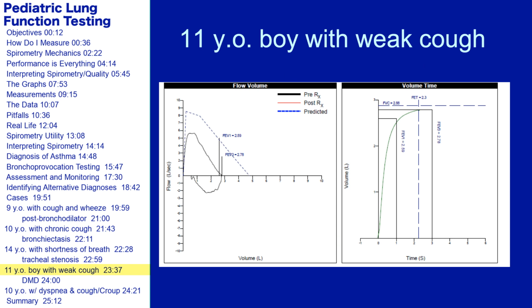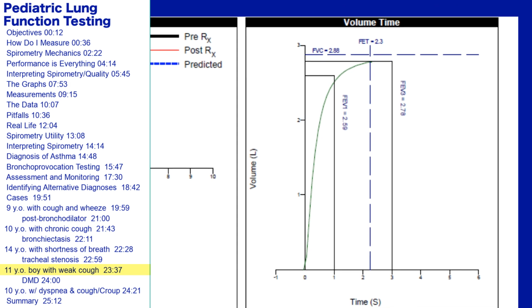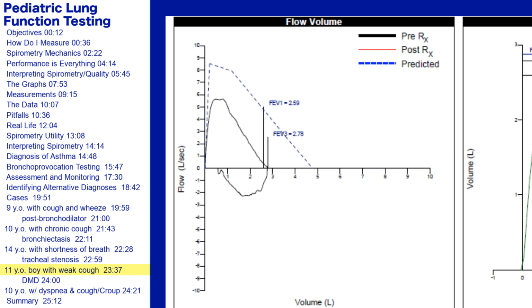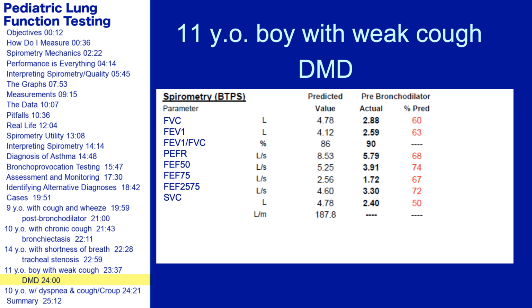The next case is an 11-year-old boy with a weak cough. And here you can see that the quality of the test is reasonably good. When you look at the volume time, he does plateau. The flow volume curve looks pretty normal, except it looks like it's just a shrunken version of what our predicted curve is. And this is pretty typical of what a restrictive lung disease might look like on spirometry. In here, the vital capacity is 60% and the FEV1 63%. And most notably, if you look at the ratio, it's above 85%, which is a normal ratio. And so this is a child who has Duchenne's muscular dystrophy.